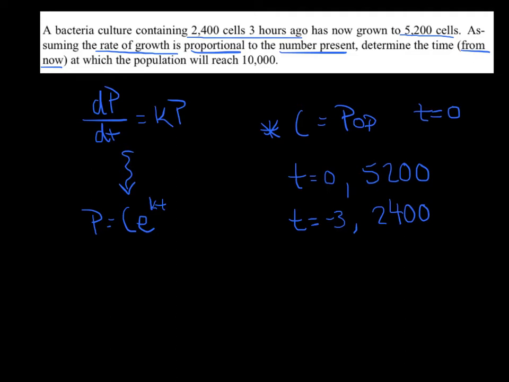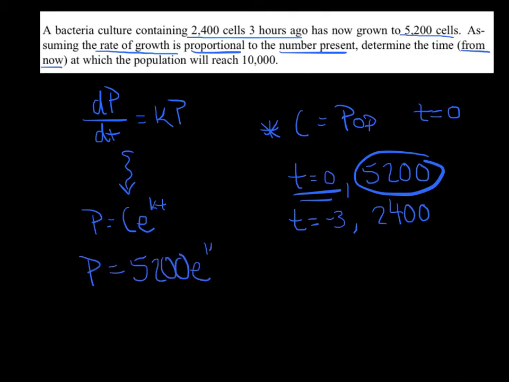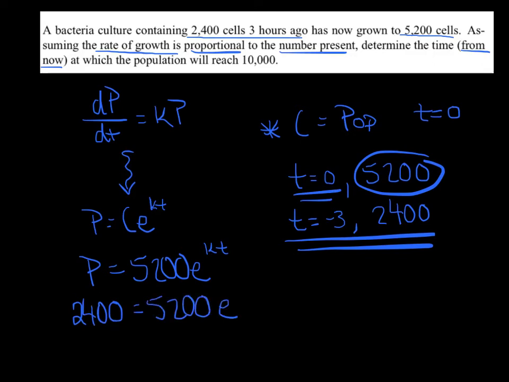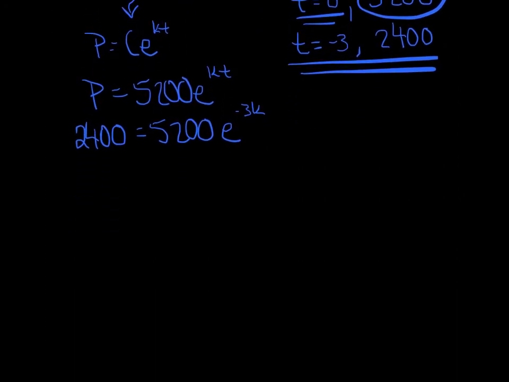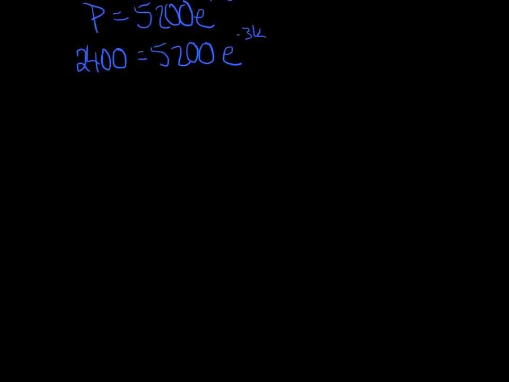So anyway, knowing this number happens at t equals 0, I can instantly substitute it in for C. So we've got my 5,200 e to the kt, but k is also an unknown constant. So now I'm going to use my second initial condition and say 2,400 equals 5,200 e to the -3k, and I'm going to try to solve for k, and that'll be kind of my halfway point. And here's some hardcore algebra.